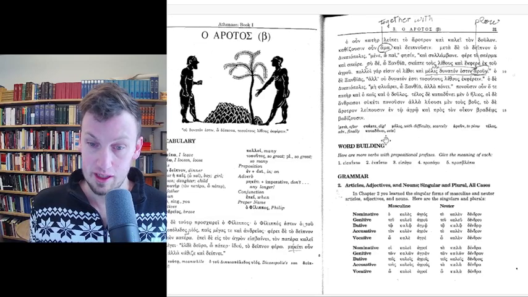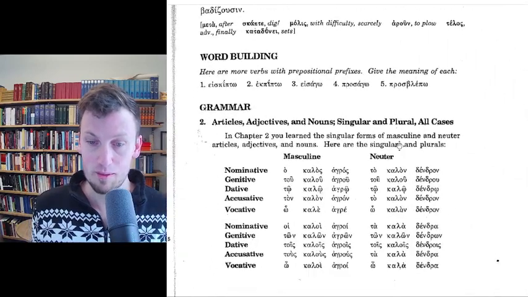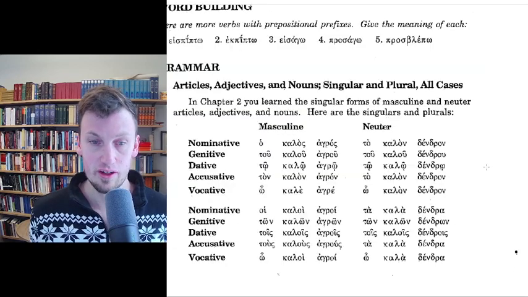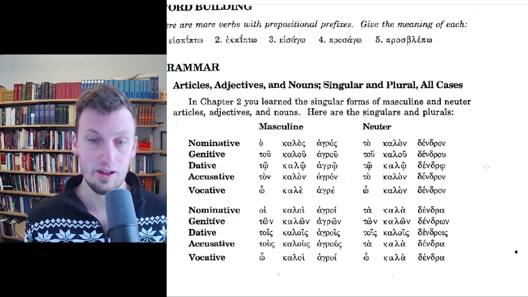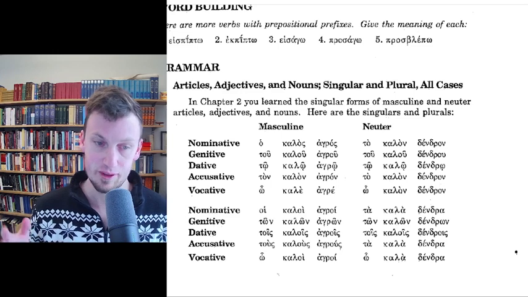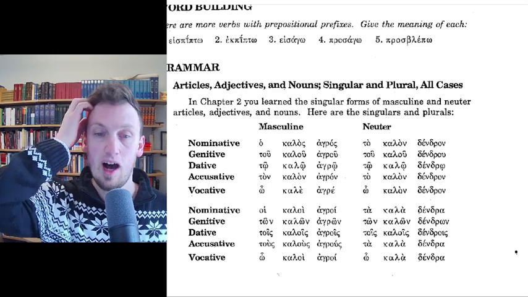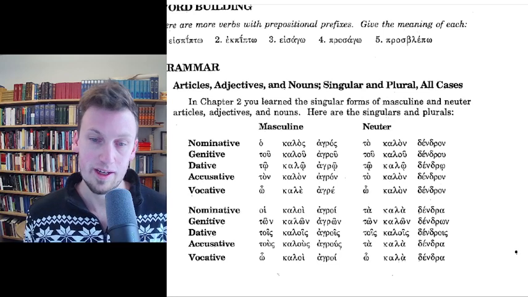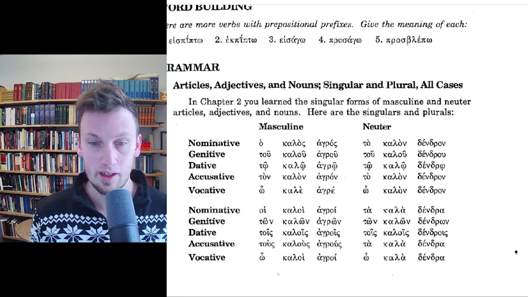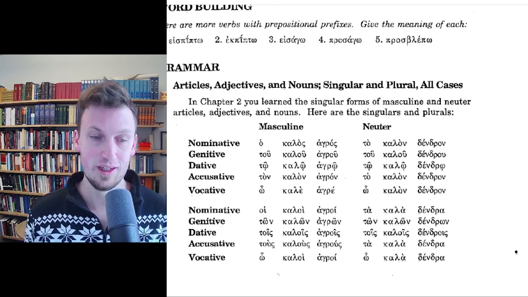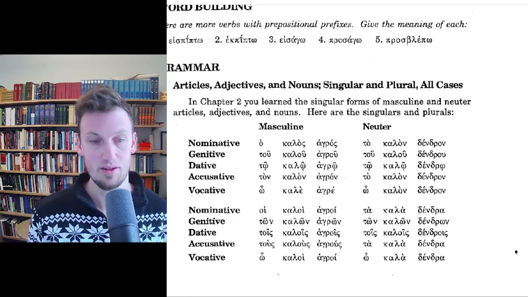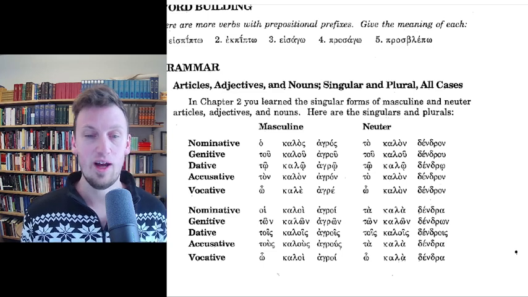The forms that you need to memorize for this chapter, this will be the time-consuming part, you really, really need to know this. So these are your masculine singular and plurals on the left column, and your neuter singular and plurals, and these are all of them for this set of spellings. So, ho kalos agros, tou kalou agrou, tō agrō, ton agron, and then if you're talking to a field, I guess you could use the vocative, say, "O agre, O field, stop, please produce for me," or something, whatever. And now you have the plurals.